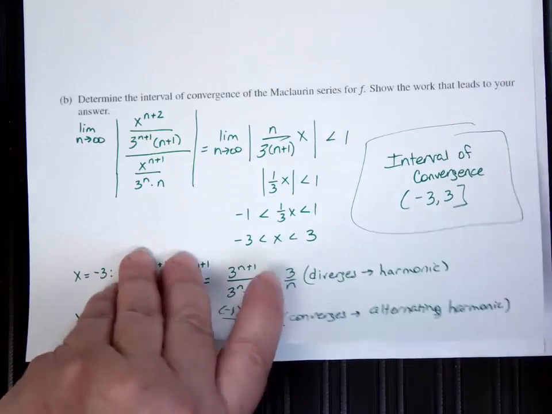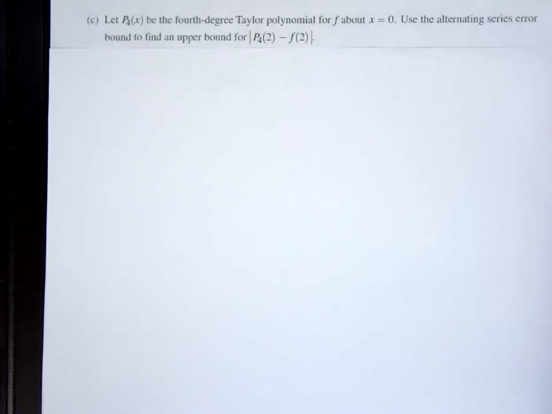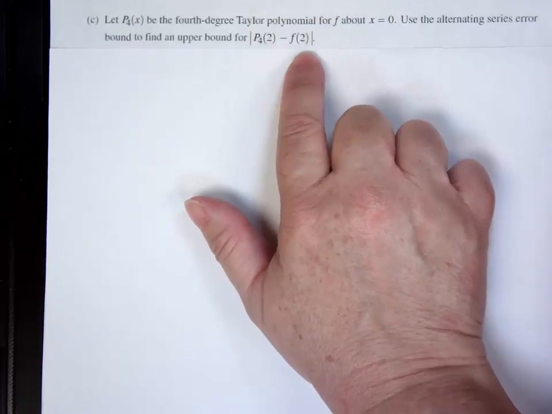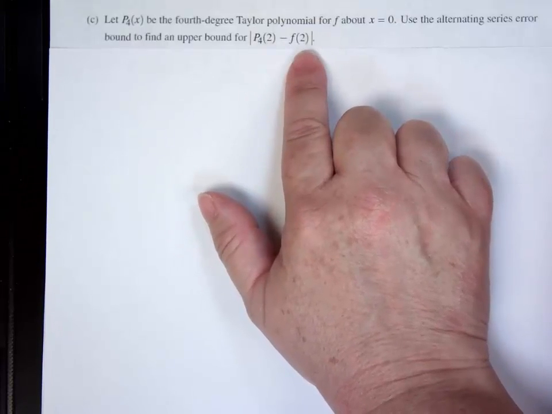Okay, finally, last question says, let P4 of x, let me move it down just a little bit more. Let P4 of x be the 4th degree Taylor polynomial for f around 0. Use the alternating series error bound to find an upper bound for this. Now the difference between these two, absolute value, is the error. So we're trying to find what the error is.